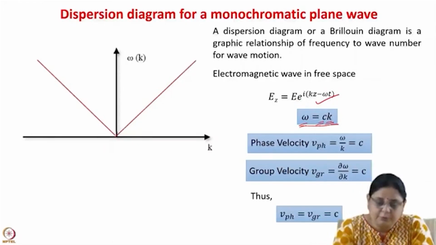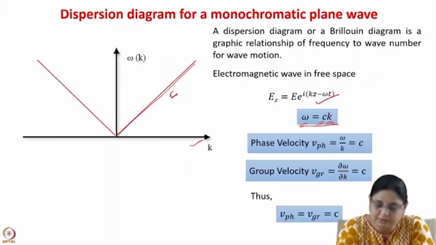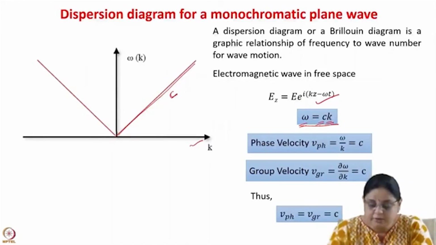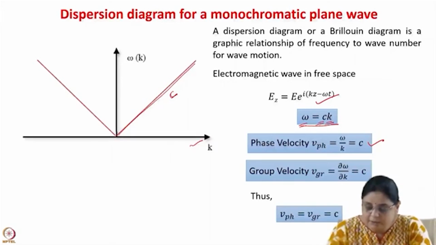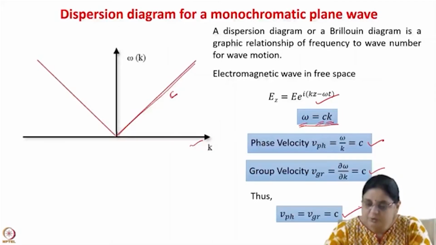If you draw this omega versus k, you see that it is a straight line which represents the velocity c with which it is moving. In this case, the phase velocity is simply omega by k, which is equal to c. If you calculate the group velocity, it is del omega by del k, which is also equal to c. So in this case, the phase velocity is equal to the group velocity, which is equal to c.